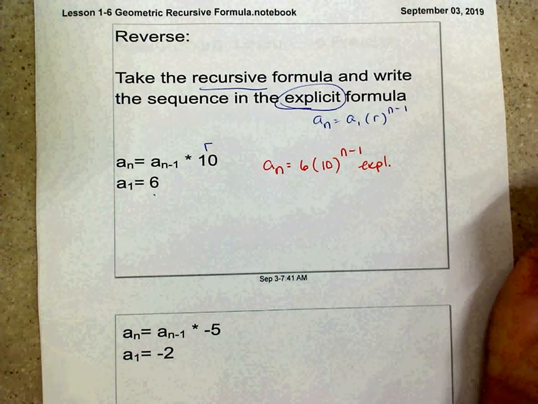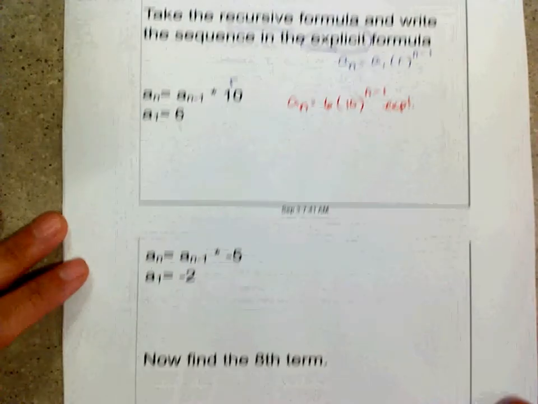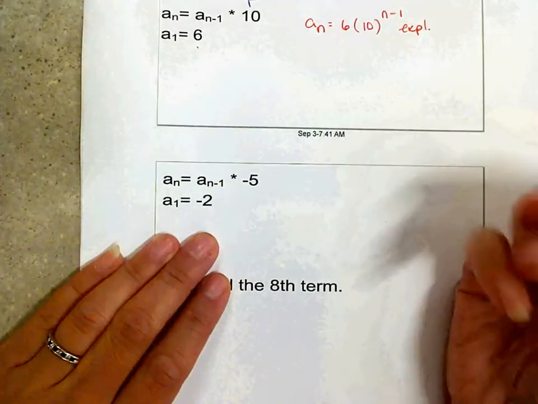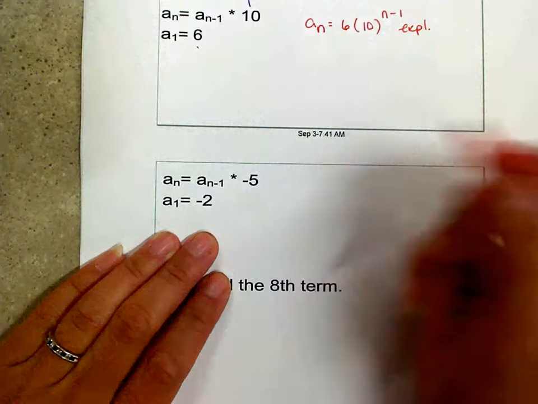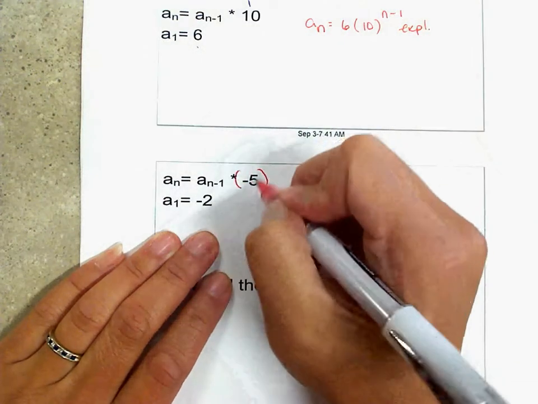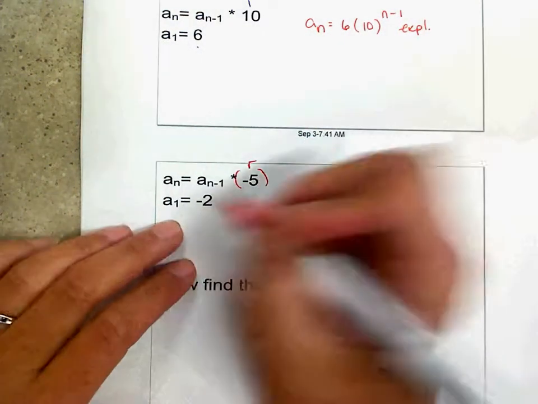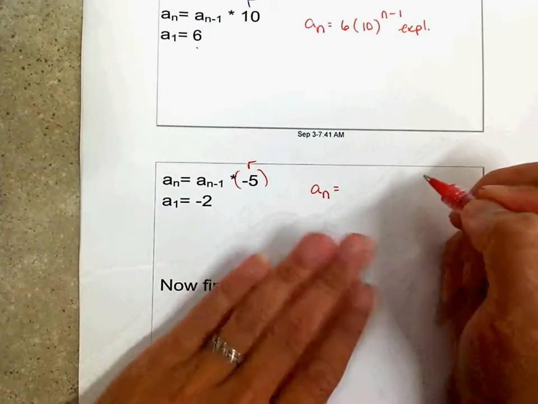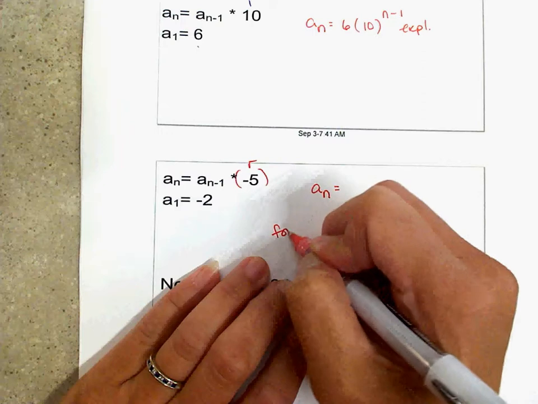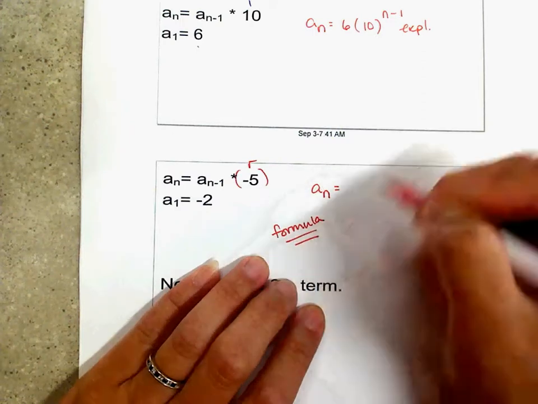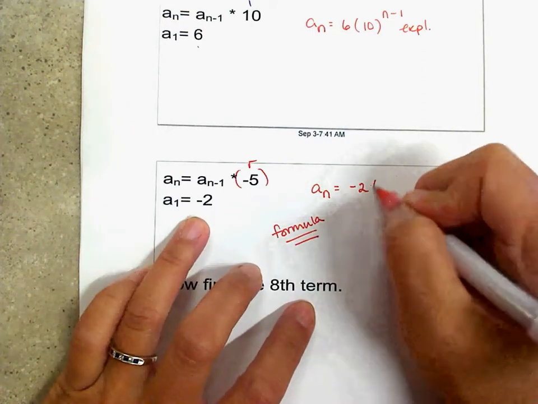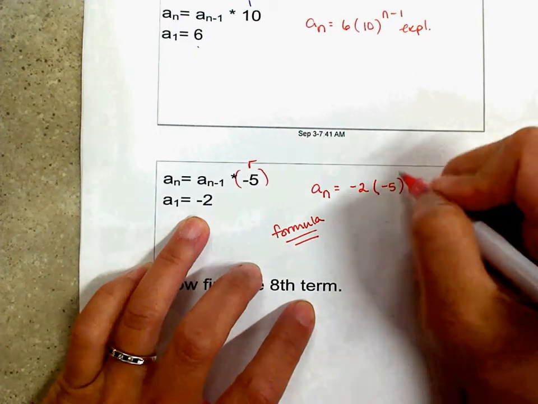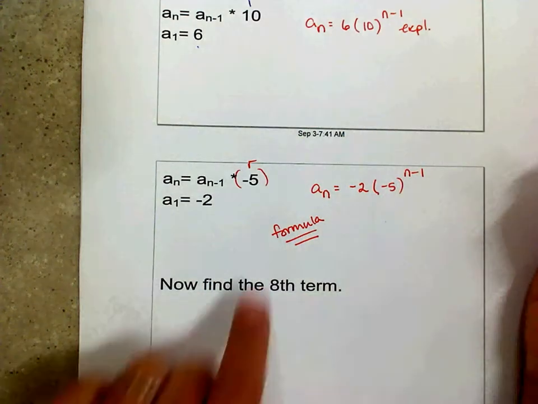Okay. Let's look at another example. Your turn. You guys try this. All right. I like to put parentheses. There's your R. And here's your first term. So a sub n equals. The formula contains an n. This is the formula. Okay. First term is -2. R is -5. N minus 1. There's your formula.